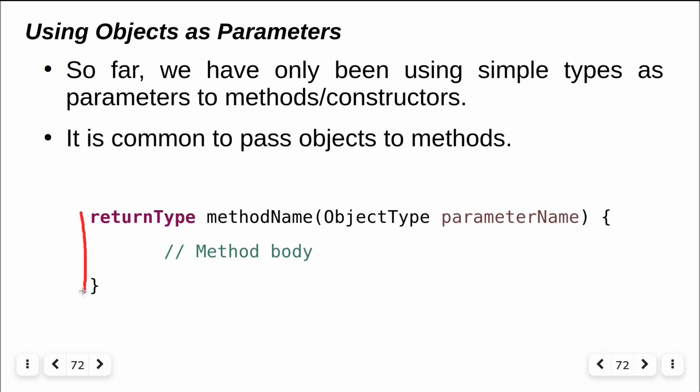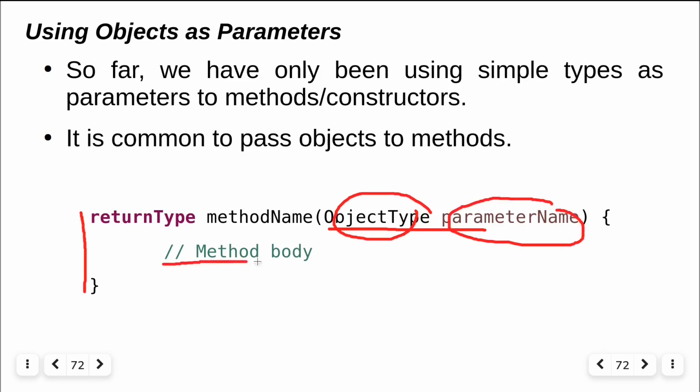This is the syntax of a method to accept an object as a parameter. It is similar to a normal method definition, but in the parameter list, we need to pass the object type. Means here we need to pass the class name like Person or Student and the parameter name. Then we have to write the method body. Let us see one example.